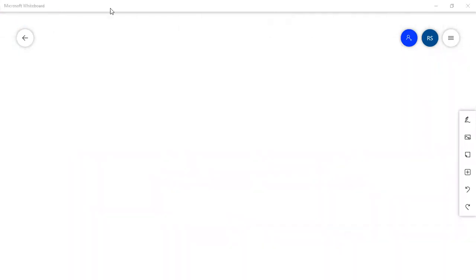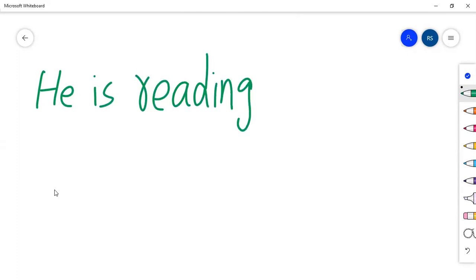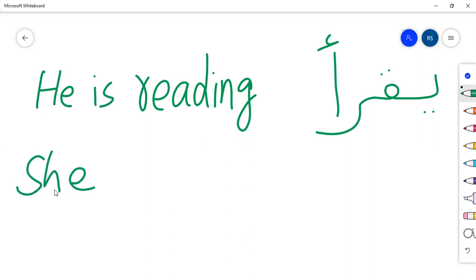Do you all see the whiteboard? Yes. Okay, good. So I will say he is reading. Can you tell me the Arabic of this? Yakra'u, okay. Now we need to say she is reading. Takra'u, okay. So yakra'u means he is reading and takra'u she is reading.